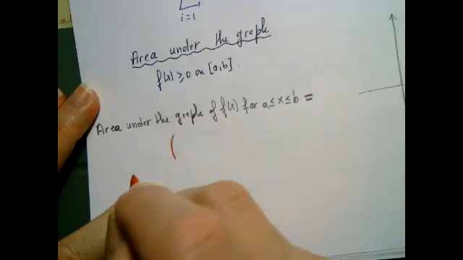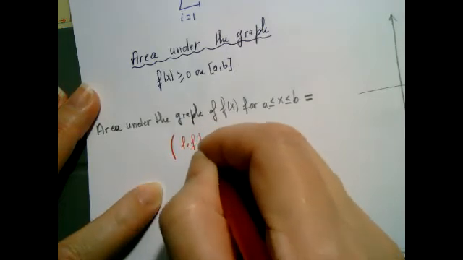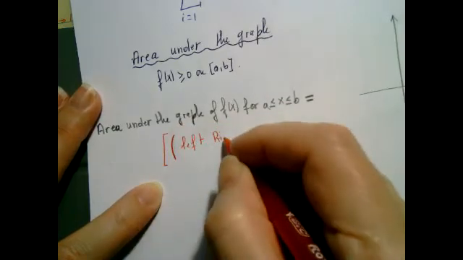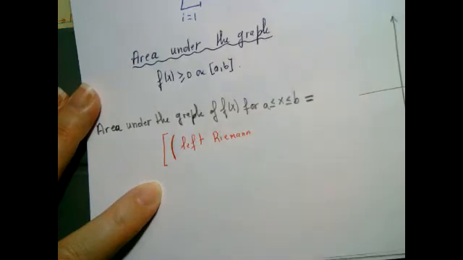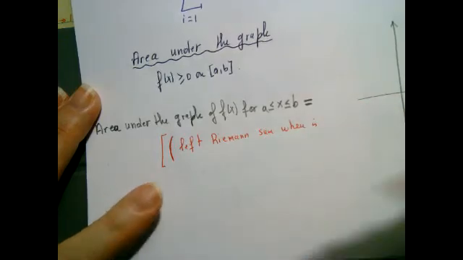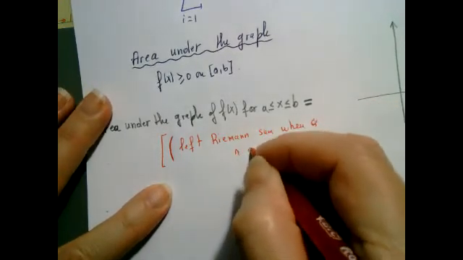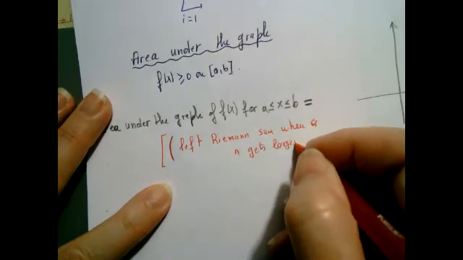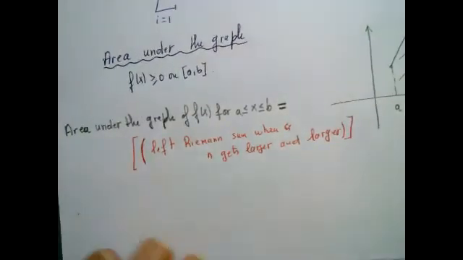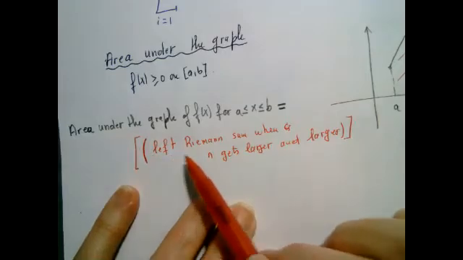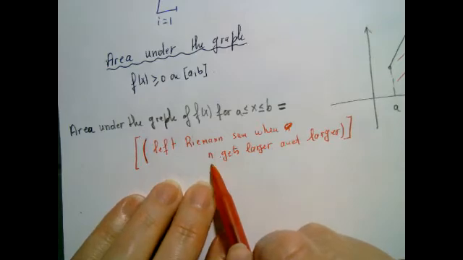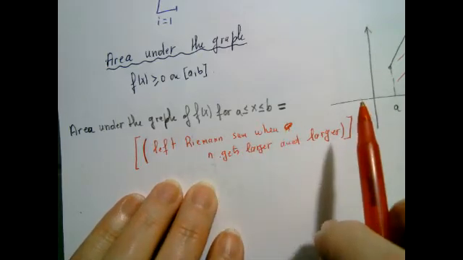So the area under the curve is basically, I'm going to write it in words, then symbolically. It's what happened to the left Riemann sum. So this is not the definition, it's the idea. It's what happens to the left Riemann sum when n gets larger and larger. Or the right Riemann sum, but now I'm focusing on one. So the area is the left Riemann sum when n gets larger and larger. What does n represent? n represents the number of subdivisions.